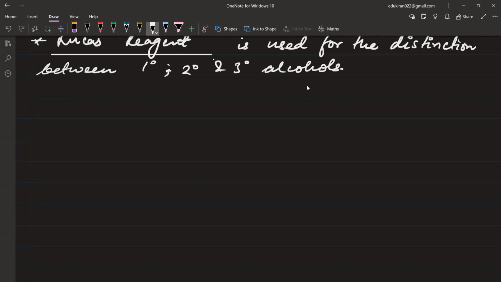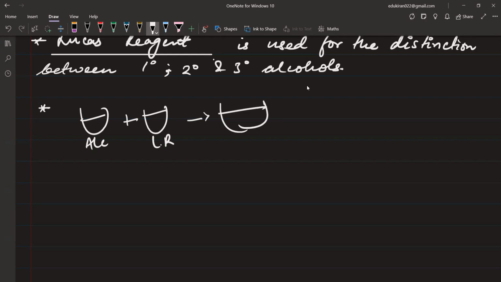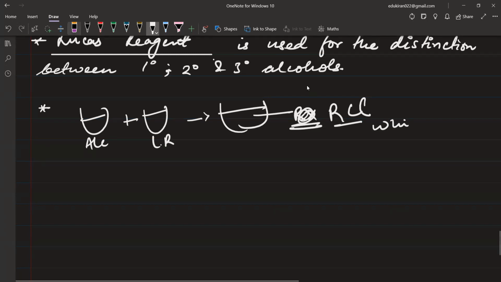Now, please write next. See, alcohols are soluble in water. Lucas reagent is also soluble in water. So if you have a container in which you have alcohol, you won't know what kind of alcohol it is. In another container, you have Lucas reagent, which is also soluble in water. But when you mix both of these, you are going to get RCl, right? And RCl gives white turbidity, or rather not exactly a white precipitate, but turbidity. White turbidity is there.